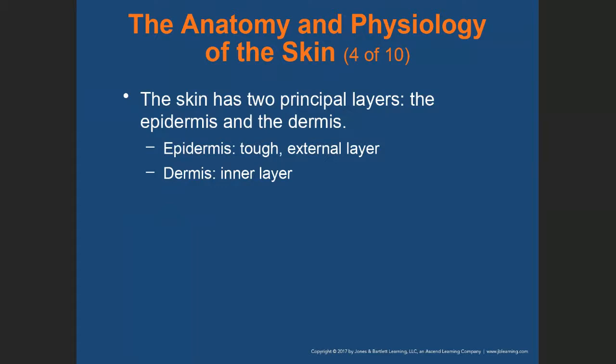The skin has two principal layers, the epidermis and the dermis. The epidermis is a tough external layer, so that's the top layer. The dermal layer, dermis, is the middle layer where we will have nerve endings, blood vessels, and hair follicles. And then below that, you have the subcutaneous layer.